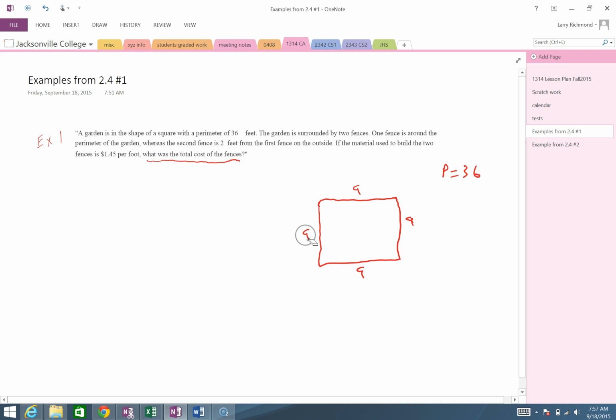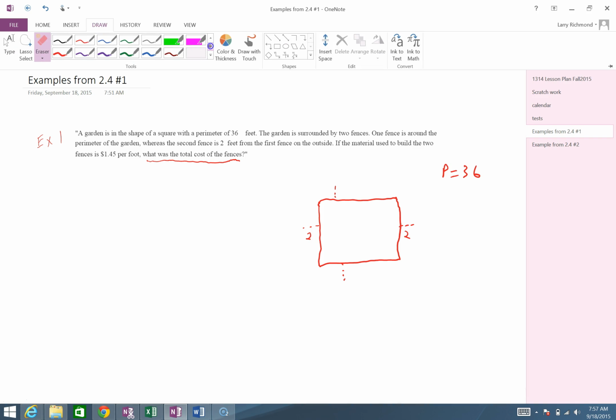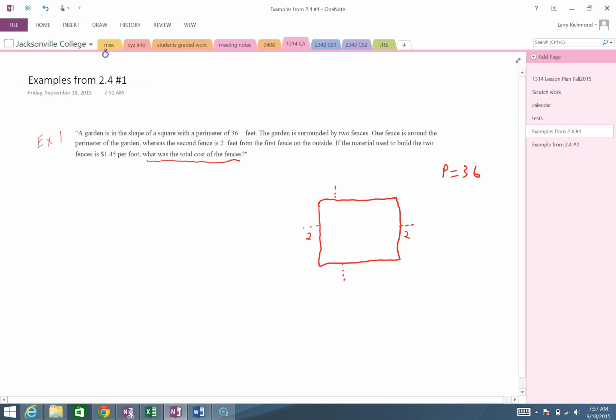Okay, I'm going to erase my 9 right here so it doesn't get in the way of my drawing here. But now I'm going to extend out a little bit, 2 feet, in all directions. 2 feet here, 2 feet here, 2 feet here, and draw myself a new fence. I'm going to erase my 9s. We know my inside fence is 9. Okay. So now I'm drawing an outside fence.